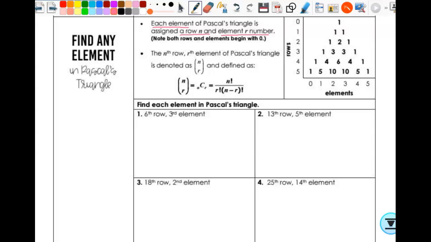So the nth row, rth element of Pascal's triangle, is denoted as this. This is one time where it's not missing a fraction bar. Usually when you see something like that, it's when my fraction bar has disappeared. It's not a fraction, okay? That's how you do combinations, something you should have seen in geometry when you did combinations and permutations. You may not have seen it this way. You may have only seen it this way, but either way, they mean the same thing, and we'll look at both of those. And then here's our formula, n factorial.